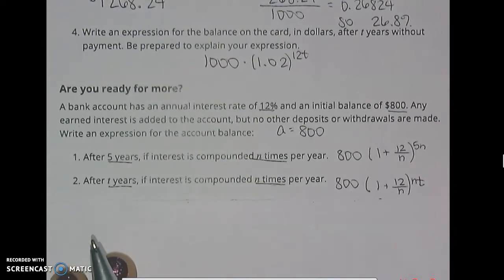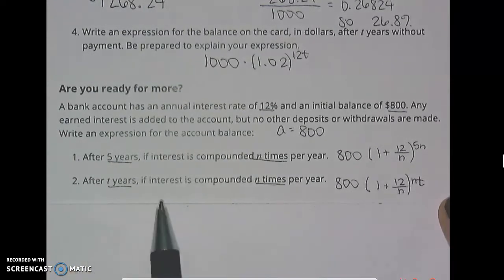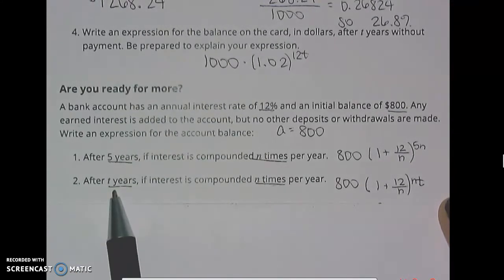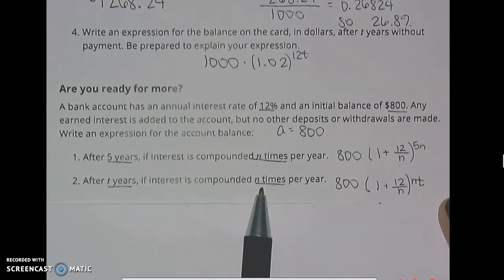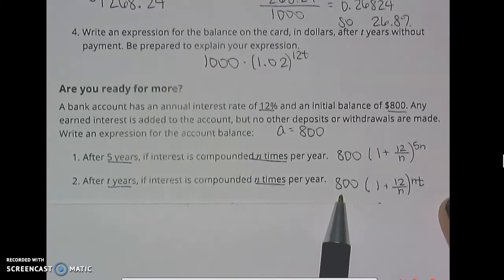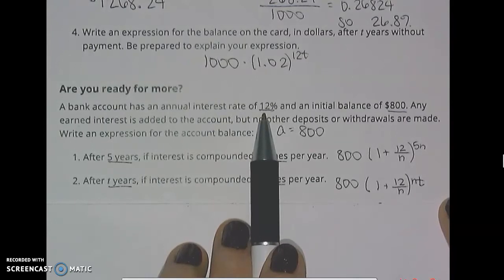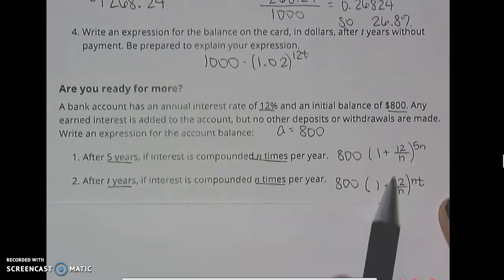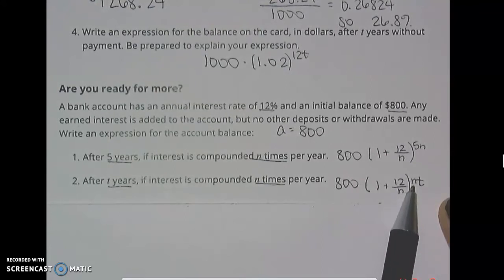So after T years then, if the interest is compounded n times per year. So now we don't know how many years it is, and we don't know how many times we're compounding it, but we still know that we started with $800 and that our annual interest rate is 12%. So there we have 800 times 1 plus the interest rate of 12% divided by the number of times we're compounding it for the year, all to the number of times we're compounding it times the years that we have. Okay?